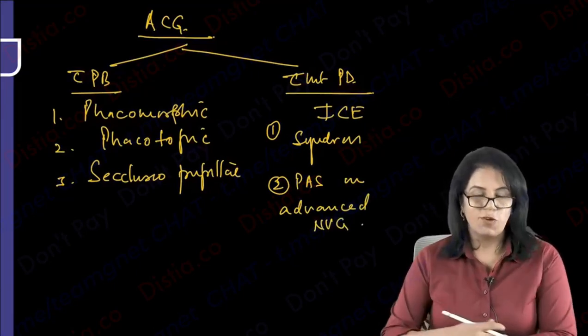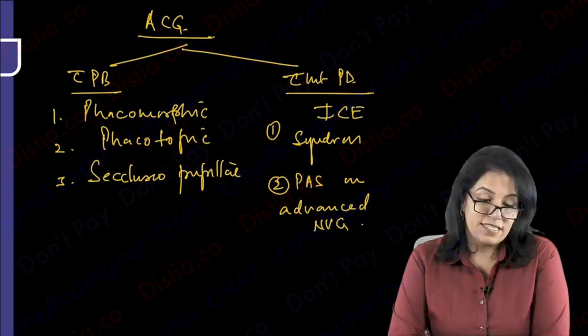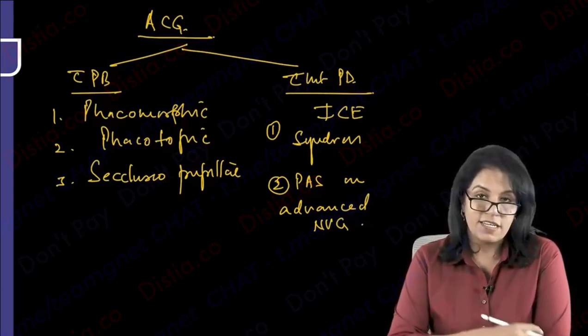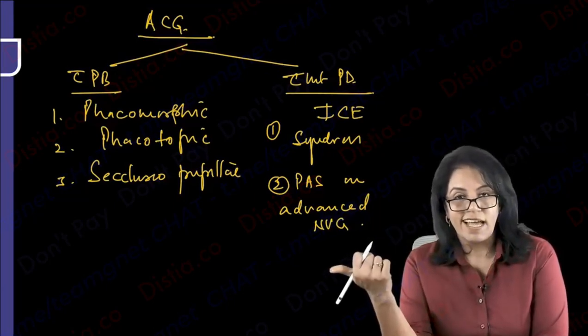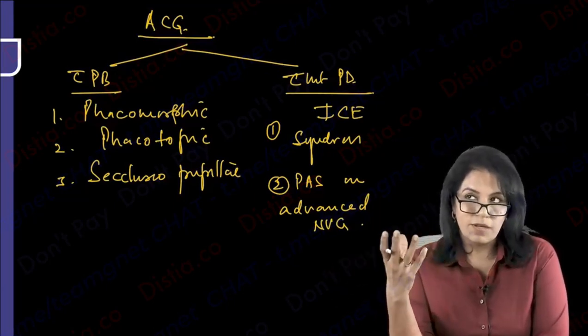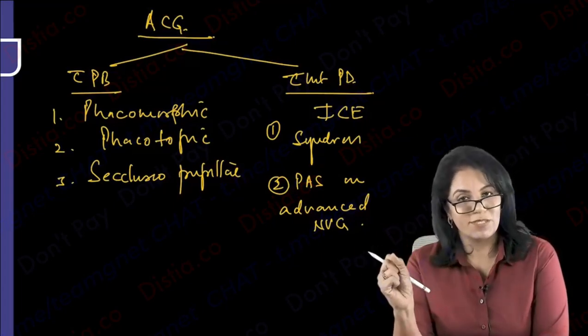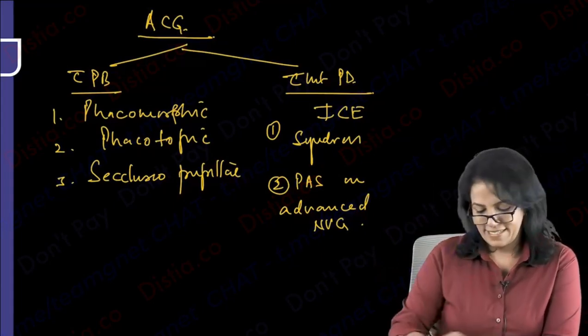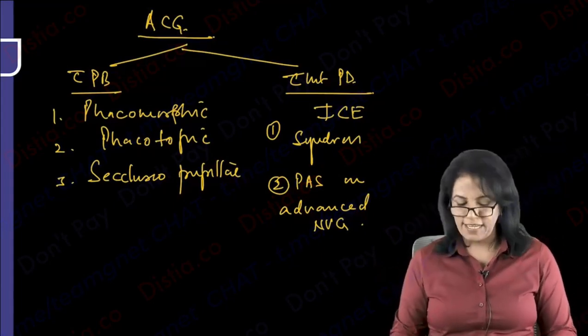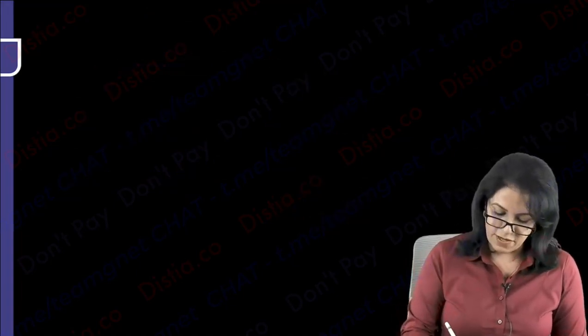Things seem to be a little overlapping, which means that the same ICE syndrome which we were learning as a pre-trabecular cause, there we are also learning as an angle closure. So, it is initially open angle maybe and later it becomes angle closure. Understand? That is why you have written it at 2 places. Okay, so that was about the classification. We will first start with pigmentary glaucoma.